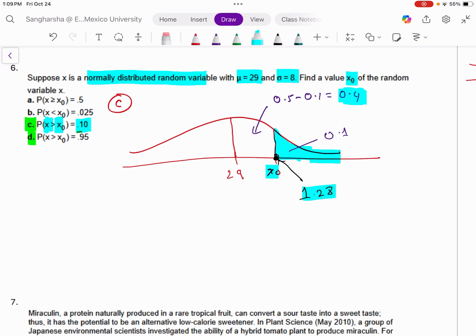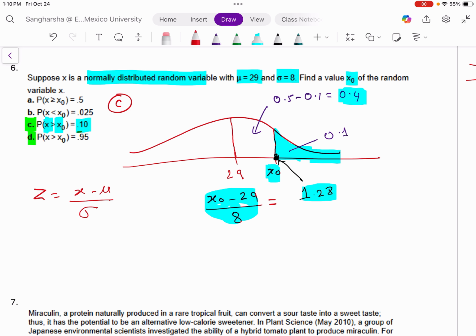So these two are not the same number. But we know how to convert x into g. So the formula is x naught minus mu, our 29, divided by sigma, which is 8. And this is a g for x naught, and this is also g for x naught. So these two numbers have to be equal to each other. So I use the formula g equals x minus mu divided by sigma.